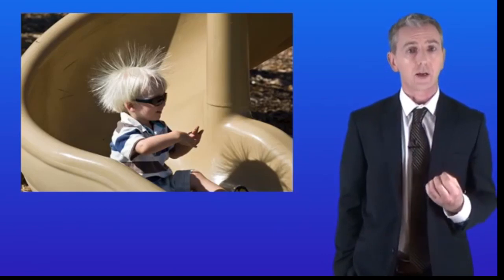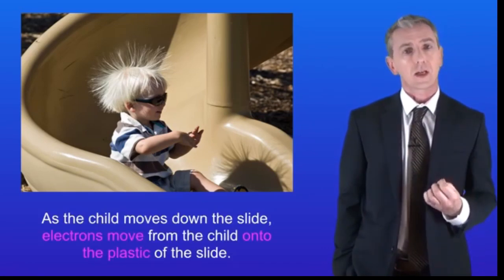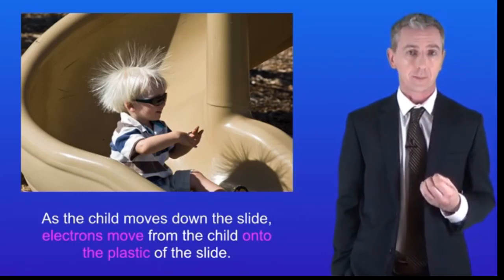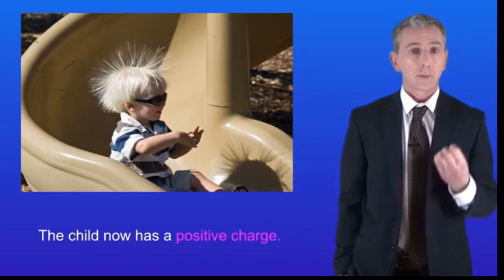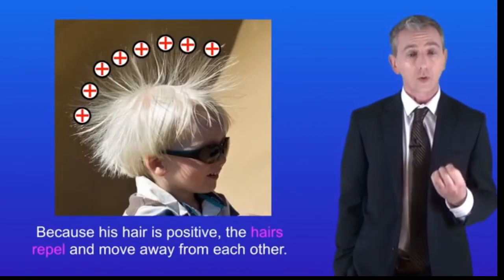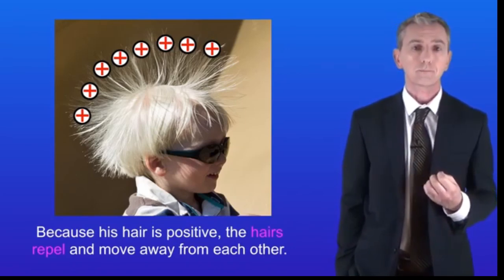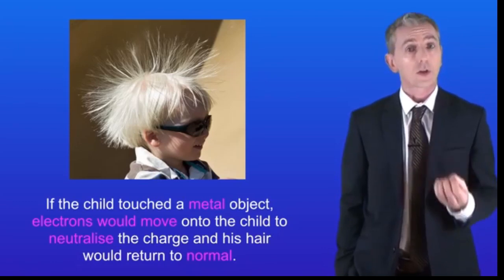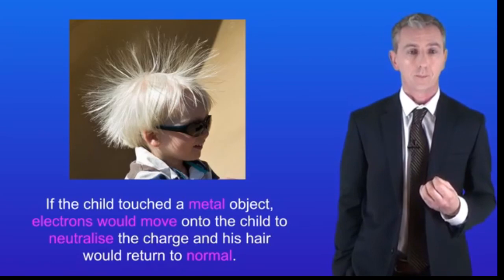So let's go back to the question I asked at the start. What's happening to this child as he moves down the plastic slide? And why does his hair stand on end like this? Well, as he moves down the slide, the electrons move from the child onto the plastic of the slide. So that means that the child now has a positive charge. Because his hair is positive, that causes the hairs to repel each other, so they move further apart. Now, if this child touched a metal object, electrons would move onto the child to neutralize the charge, and his hair would return to normal.